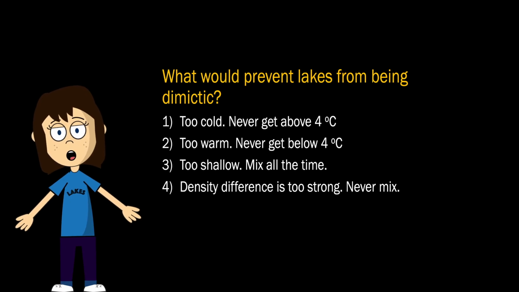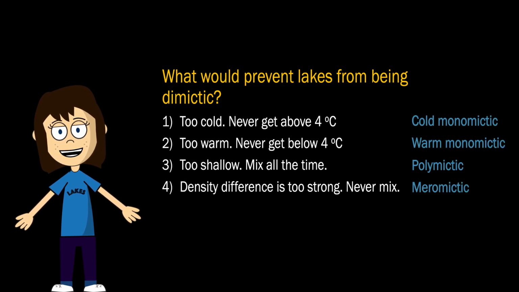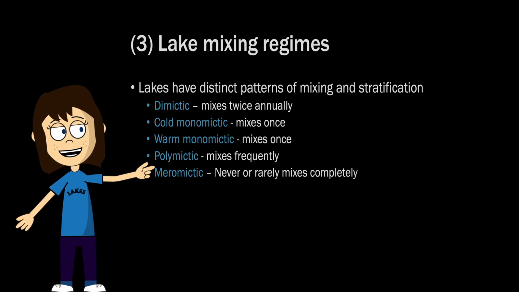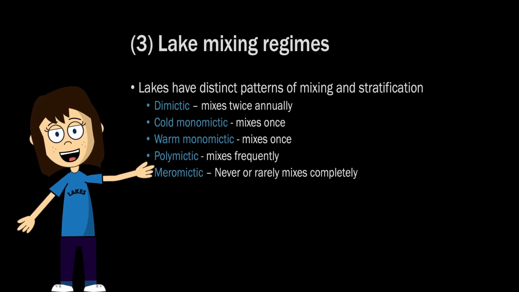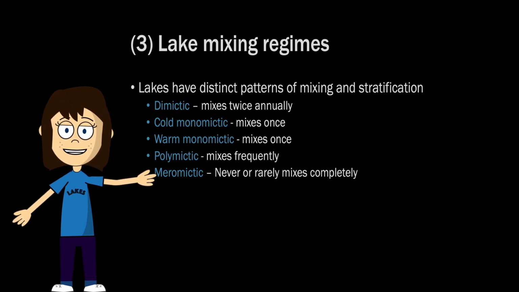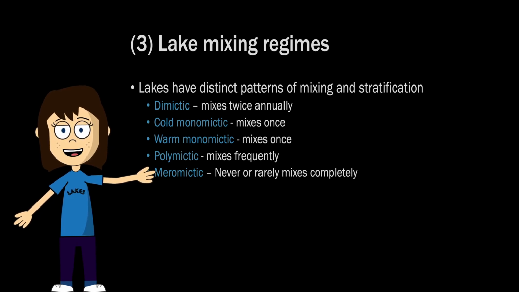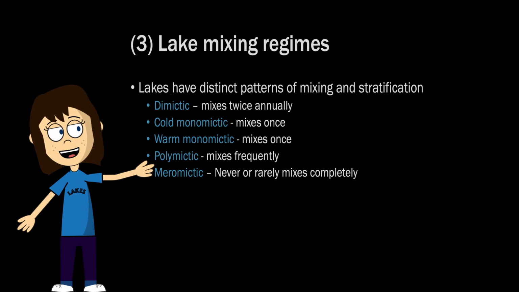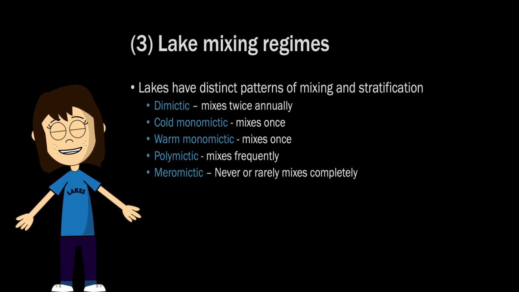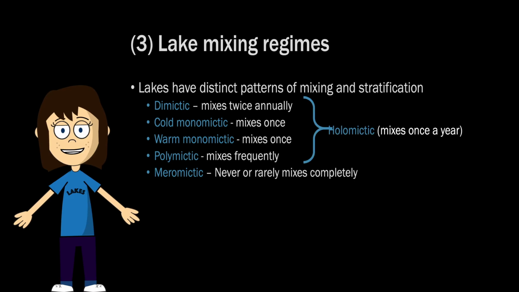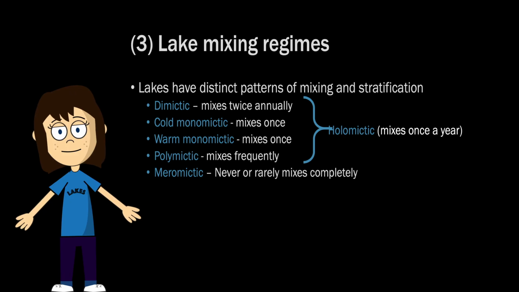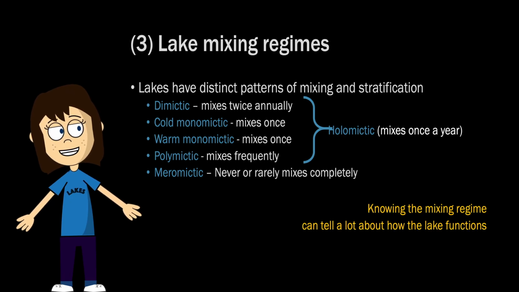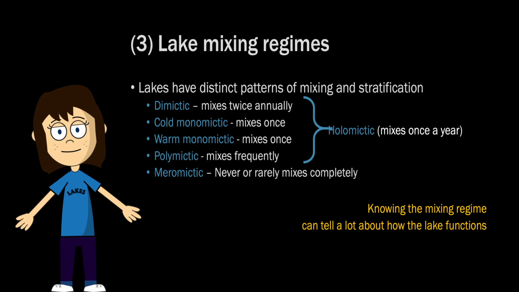And we can classify all of these different regimes. So, in addition to dimictic lakes, which mix twice annually, we have monomictic lakes that only mix once per year. And these can be subdivided into cold monomictic lakes that don't stratify in the summer, and warm monomictic lakes that don't stratify in the winter. We also have polymictic lakes. These are lakes that mix frequently. And we have meromictic lakes that almost never mix. We can group the first 4 regimes as holomictic, lakes that mix at least once per year. And knowing the mixing regime can tell us a lot about how a lake functions. So let's look at these more closely.